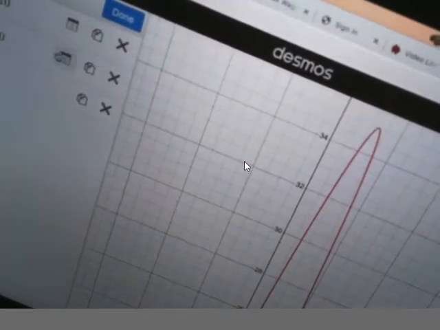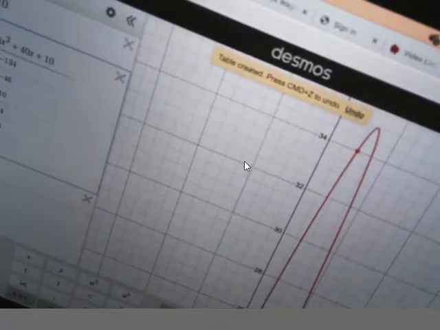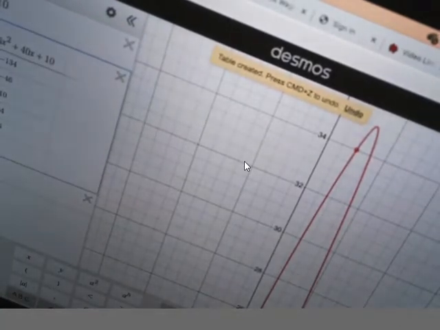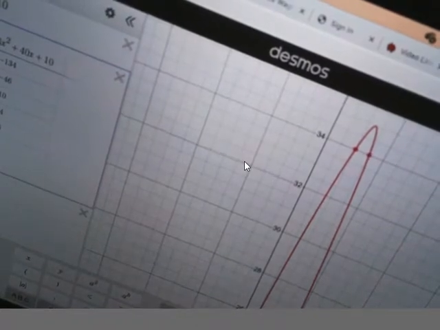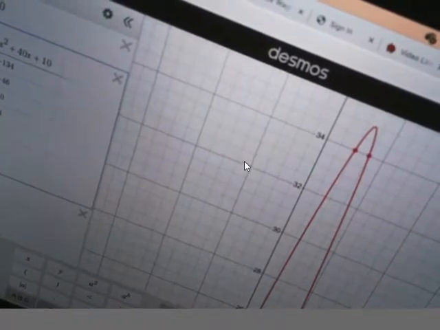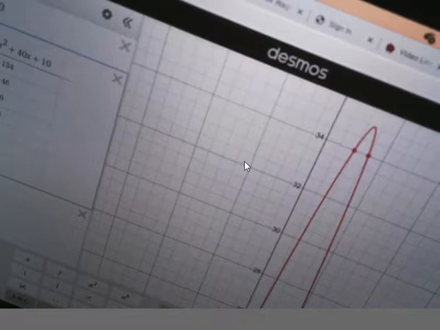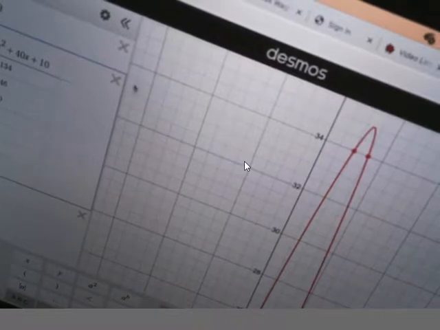There, I made a copy of it, and then I can make a table. And here's the values, and I can put in 1.5. And so at 1, it was at 34, and at 1.5, it was 34. Okay? So you can do a table.